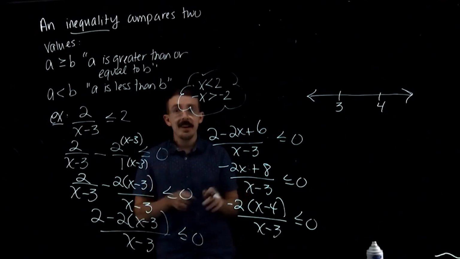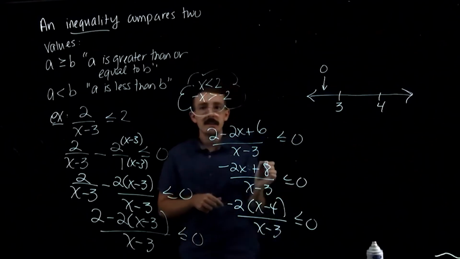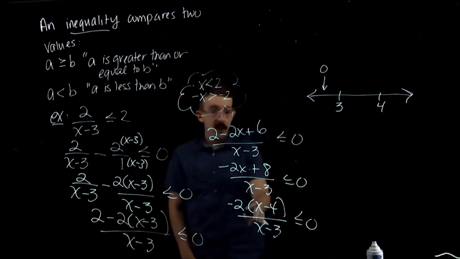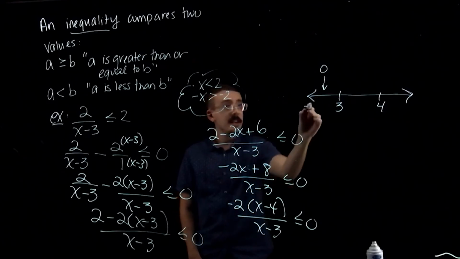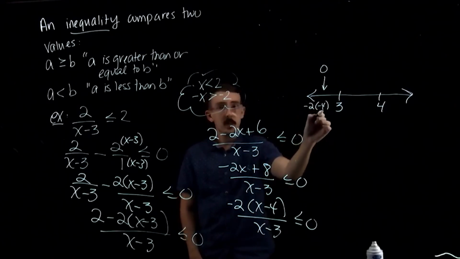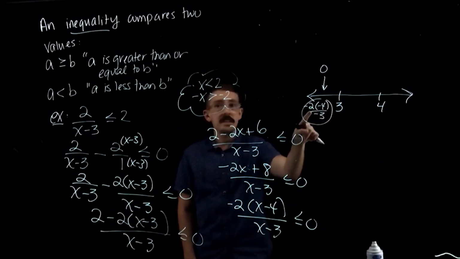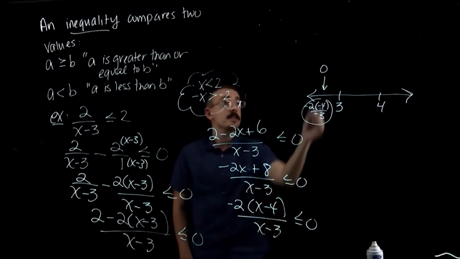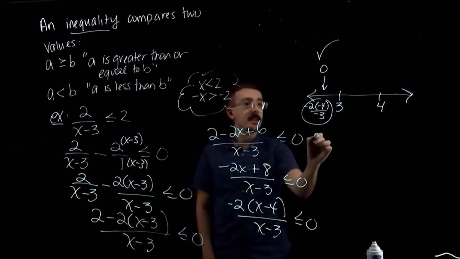So we need to pick a representative from each one. So let's pick easy numbers. Let's choose 0 and plug it in and see if it works. If you plug in 0 in the numerator, I'll write what it is right here. If you plug in 0, you're going to get -2 times -4 over -3. This overall is a negative number. So this is saying a negative number is less than 0. This is true. So that just means that this works. So this whole interval is going to be included in my solution.